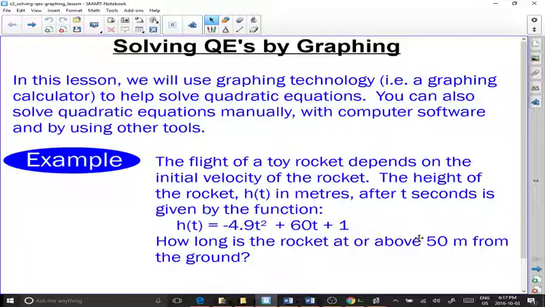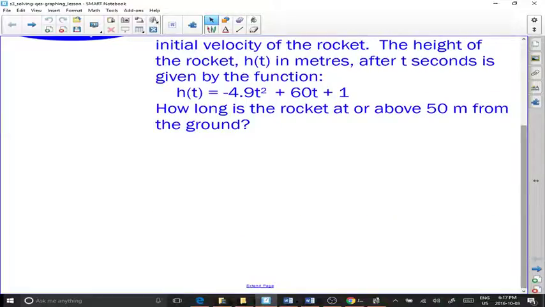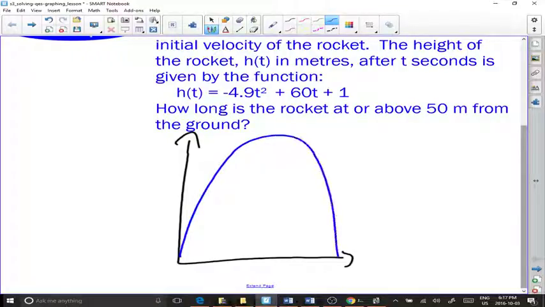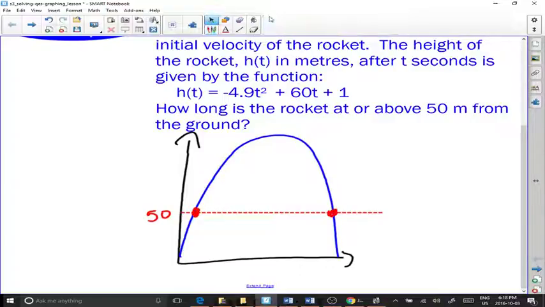So here's what we know. I don't even have to plug any equations in. I know that a rocket's probably going to go something like this. It's going to go up, it's going to come down. And I know that I want to know when the rocket is at 50 meters. So I want to find out this point and this point. This is not a graph, this is a sketch, but it'll help us out.